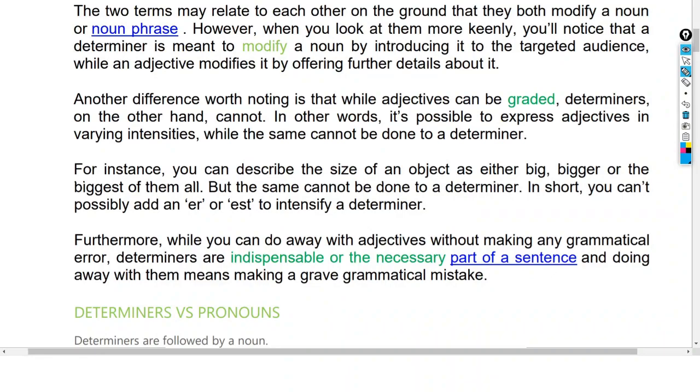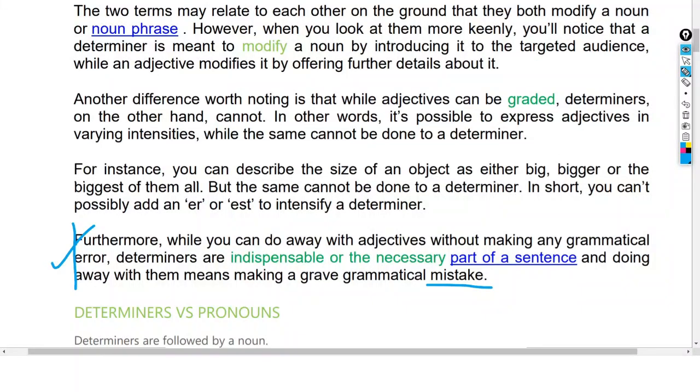Furthermore, while we can do away with the adjective without making any grammatical error, determiners are indispensable, a necessary part of the sentence, and doing away with them means making a grave grammatical mistake. See, my dear children, many times if you simply avoid the adjective, your sentence will still be correct. He is a good boy; you can say, he is a boy. This is all right.